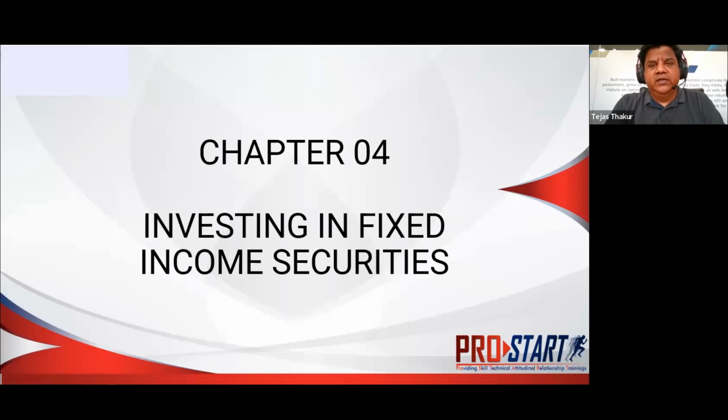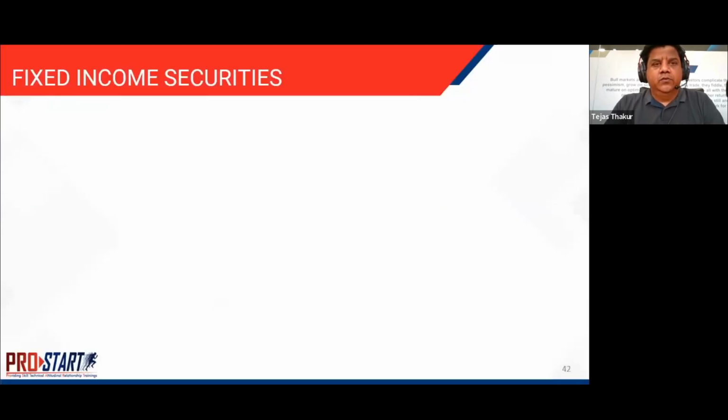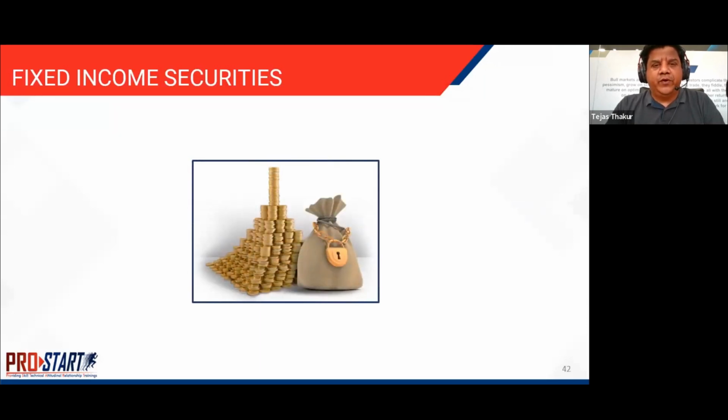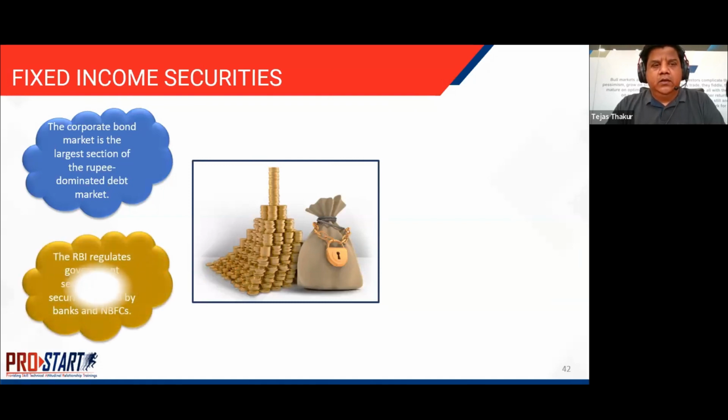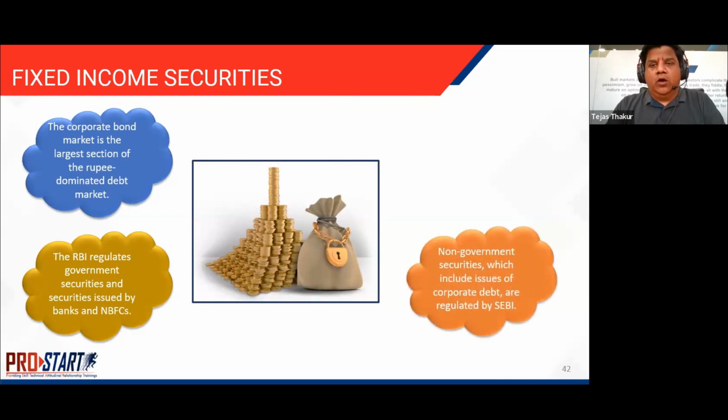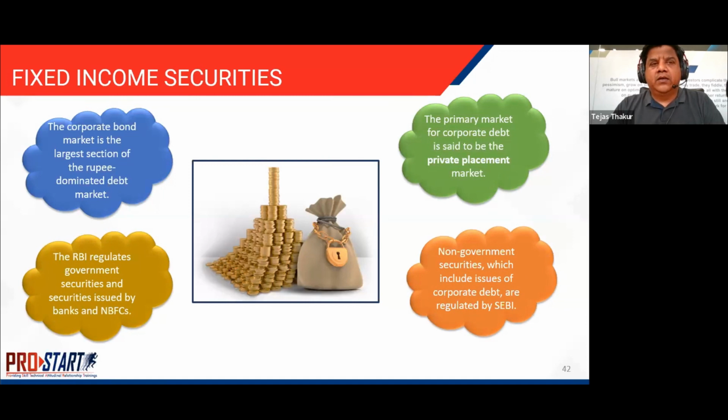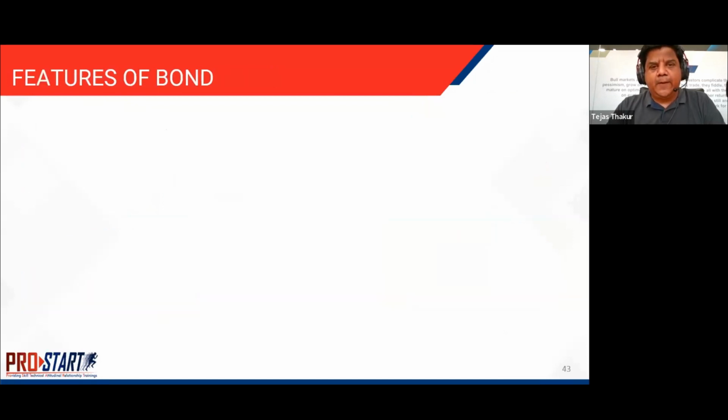4, which is investments in fixed income securities. So when we look at fixed income securities, what we talk about is the corporate bond market, which is the largest section of the rupee denominated debt market. Then we have RBI regulating the government securities and securities issued by banks and NBFCs. Non-government securities, which include issue of corporate debt, are regulated by SEBI. And finally, the primary market for the corporate bond market is said to be the private placement market. So these are the 4 things which are very important when we look at fixed income securities.